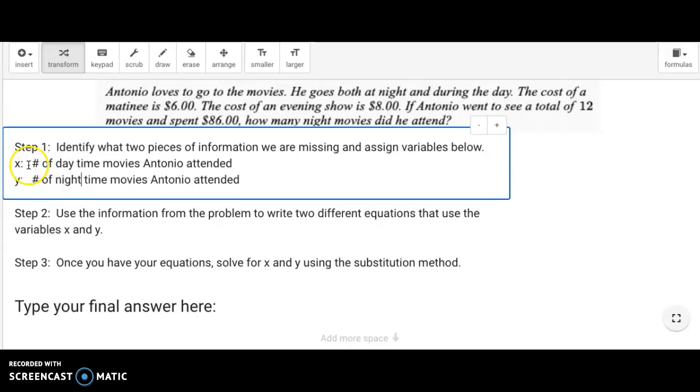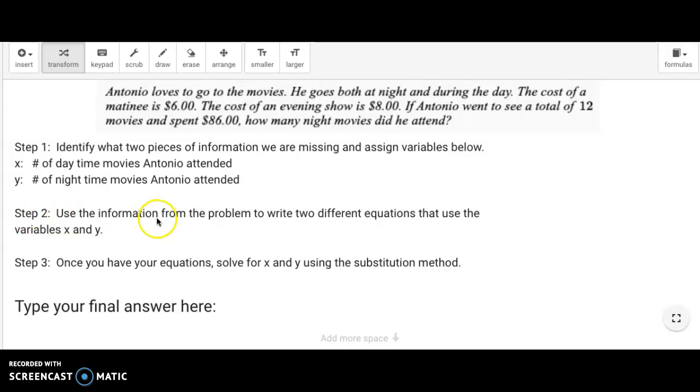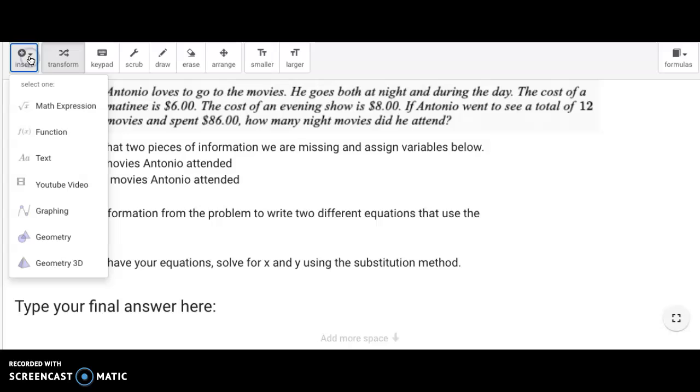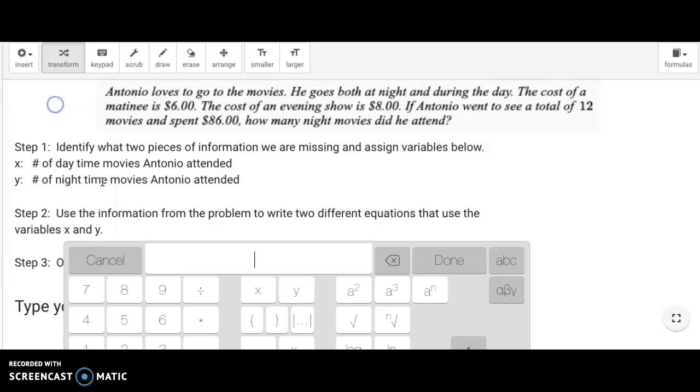And we're going to use those variables moving forward to step 2. The next thing we need to do in step 2 is to use the information from the problem to write 2 different equations that use the variables X and Y. We know how to solve systems of equations in Graspable Math, but I haven't shown you how to input your own equations, and that's what we're going to need to do here. If you go to Insert in the top left-hand corner of your screen, and then Math Expression, we should be able to type our own equations and have them show up, so then you can manipulate them and solve for X and Y.